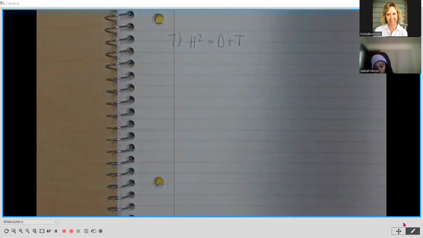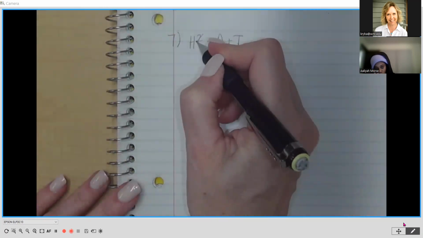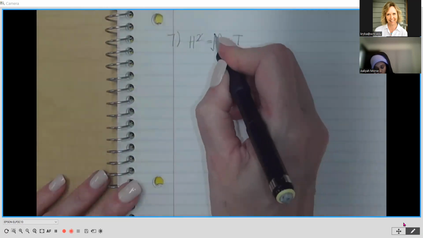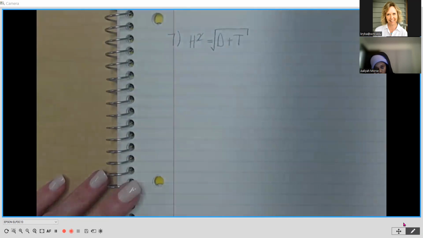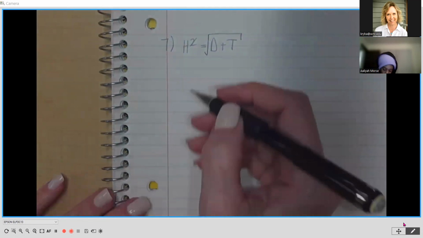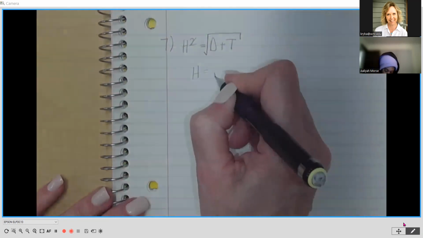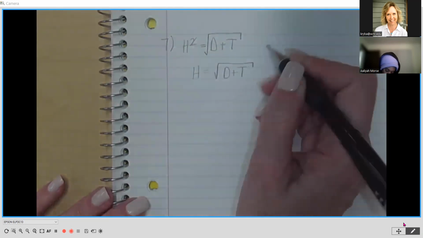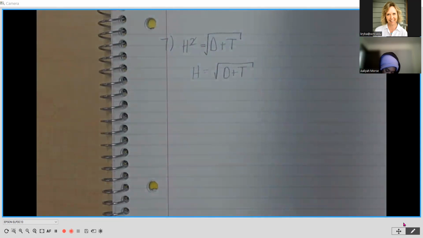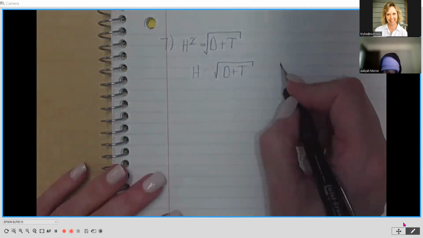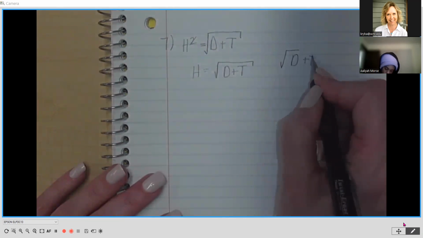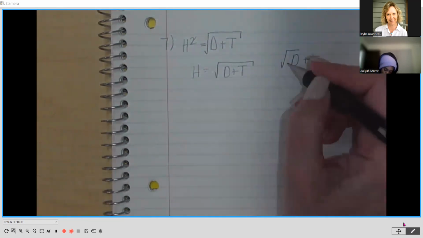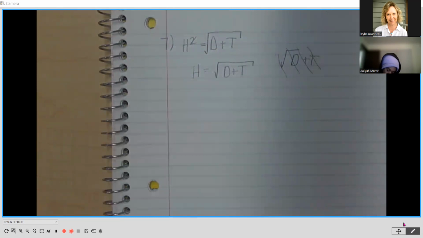Square root. And it has to be the square root of the entire side. So I'm just going to cancel this out and I'm literally going to take the square root, just like that. Okay, that's it. So my final answer is going to be H is equal to the square root of, and make sure that the square root symbol extends all the way over D and T. It's not correct to do it like this, D plus T. That would not be okay, all right? You have to put it over the whole thing.